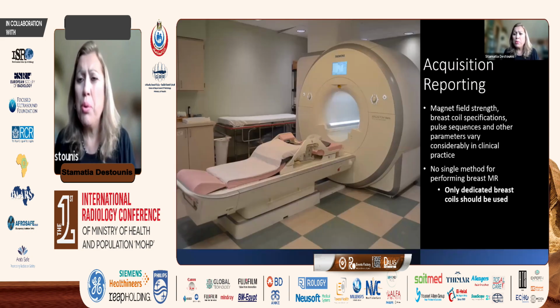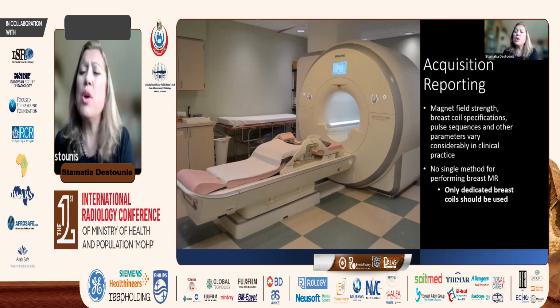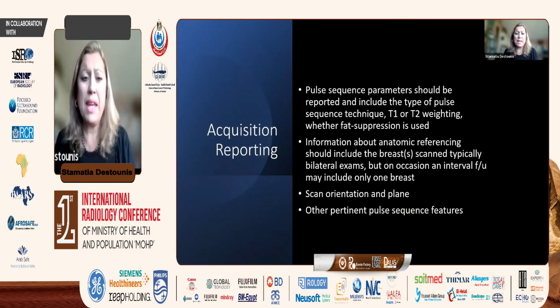For acquisition reporting, since there's no single method in performing breast MRI, we need to report the magnet field strength, what our breast coil specifications are, what pulse sequences we did, and any other parameters, because these can be quite variable in clinical practice. We all have to use dedicated breast coils, but the rest of the parameters can vary quite a bit. So part of the acquisition reporting is what pulse sequence we use and what technique.